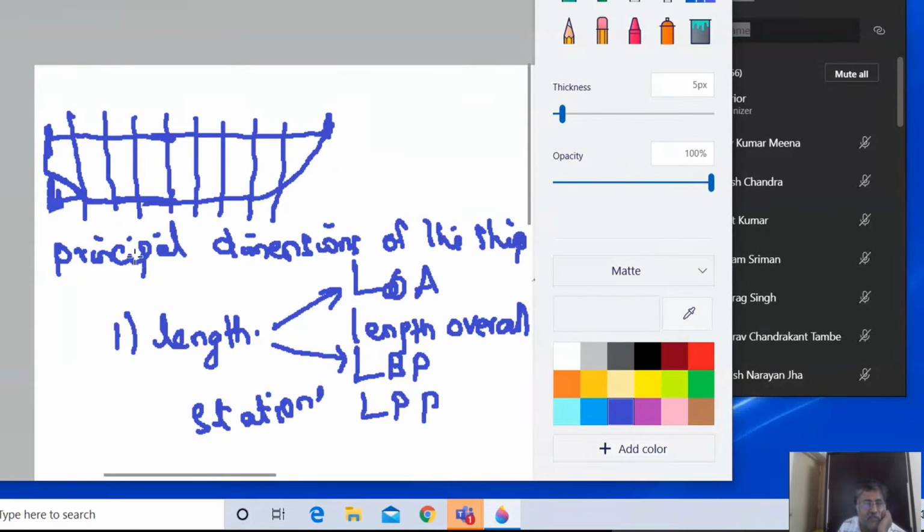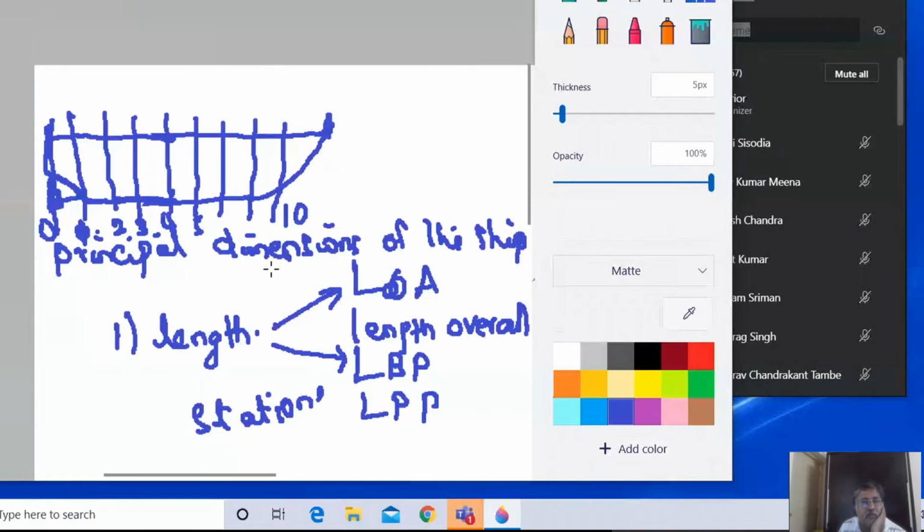Stations, okay, these lines. So basically we start from a station 0. This is not the station 0, it's drawn. I haven't described what is station 0 yet. Let's say this is station 0, this is station 1, 2, 3, 4, 5, like this, up to station 10, let's say. Starting from 0, it goes up to station 10. These are basically divisions of the ship. I mean, the whole length of the ship is divided into these different sections.